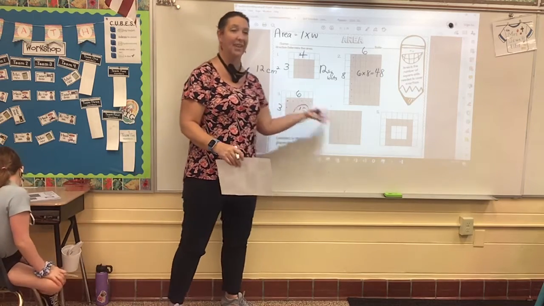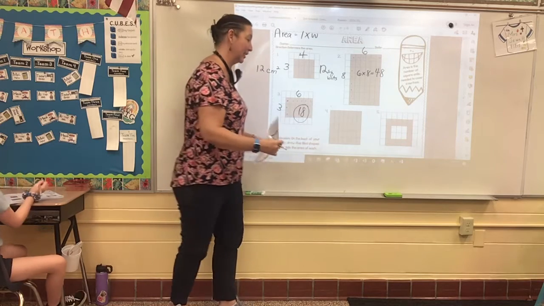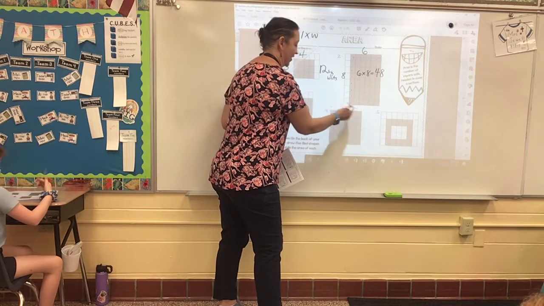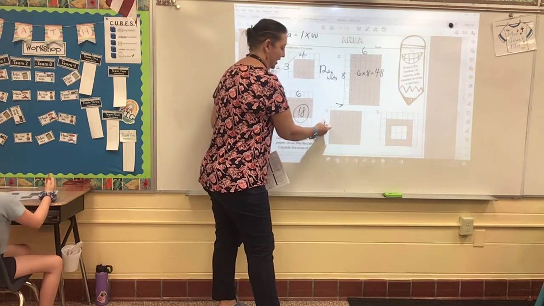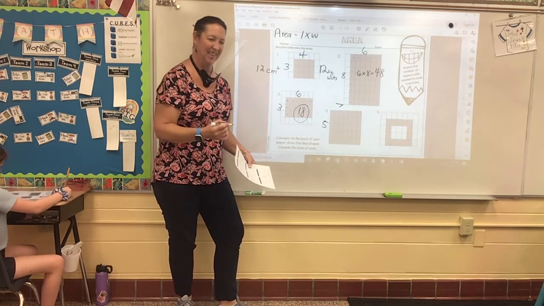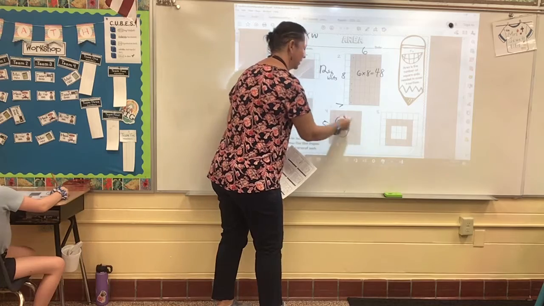Now this one has everything shaded in. And so the square units of this particular square would be 1, 2, 3, 4, 5, 6, 7. And 7 times 5. Tatum, what's 7 times 5? 35. And so this would be 35 square units.